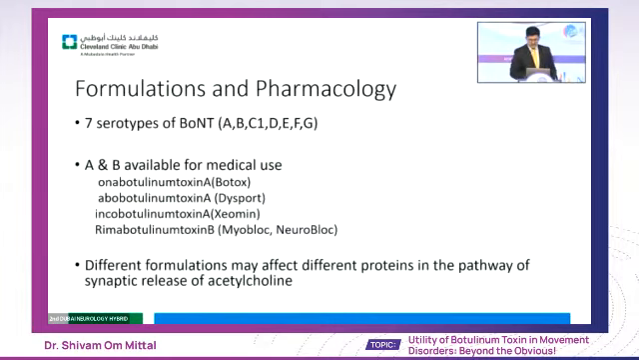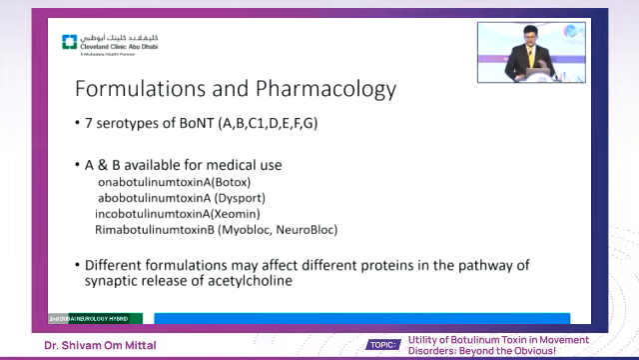Now, there are 7 serotypes of botulinum toxin available. The ones that we use clinically are type A and type B. In UAE, we don't have type B available, but we have type A. There are 3 clinical botulinum toxins available. One is called Botox, which is the ONA botulinum toxin.